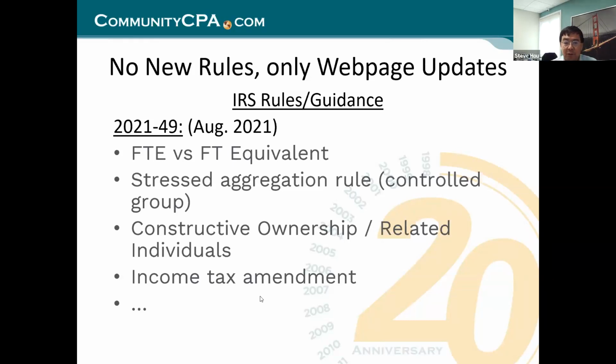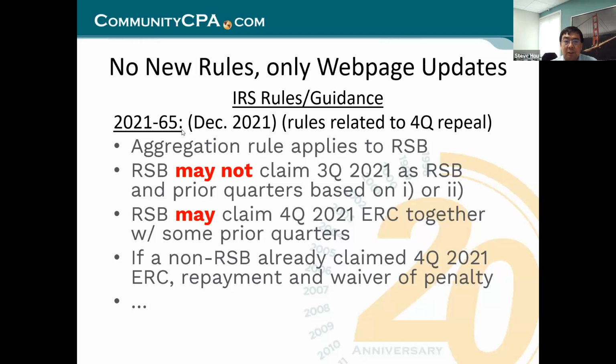If you claimed ERC for 2020 or 2021, you cannot just try to adjust the ERC credit in your 2022 or 2023 income tax return. You actually are required to go back to the 2020 or 2021 tax return to amend those 2 years income tax returns. Okay. All right. So those were clarified in the 2021-49 publication.